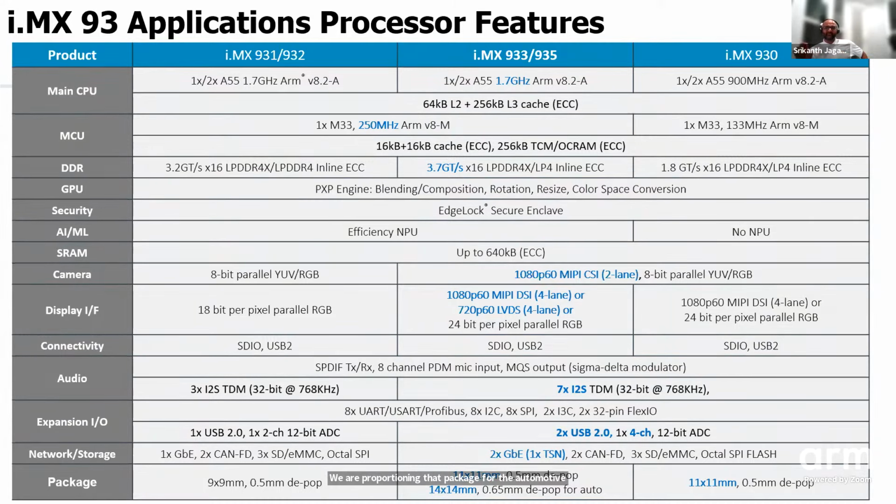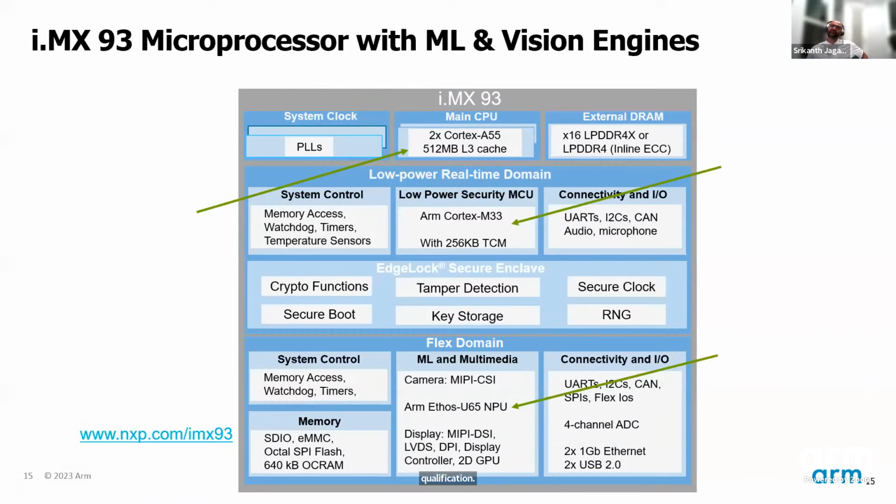The 11 by 11 and 9 by 9 are going to be used for the consumer IoT or the industrial IoT segment. So we provide consumer qualification and industrial qualification on the 9 by 9 and 11 by 11, and the automotive qualification on the 14 by 14.